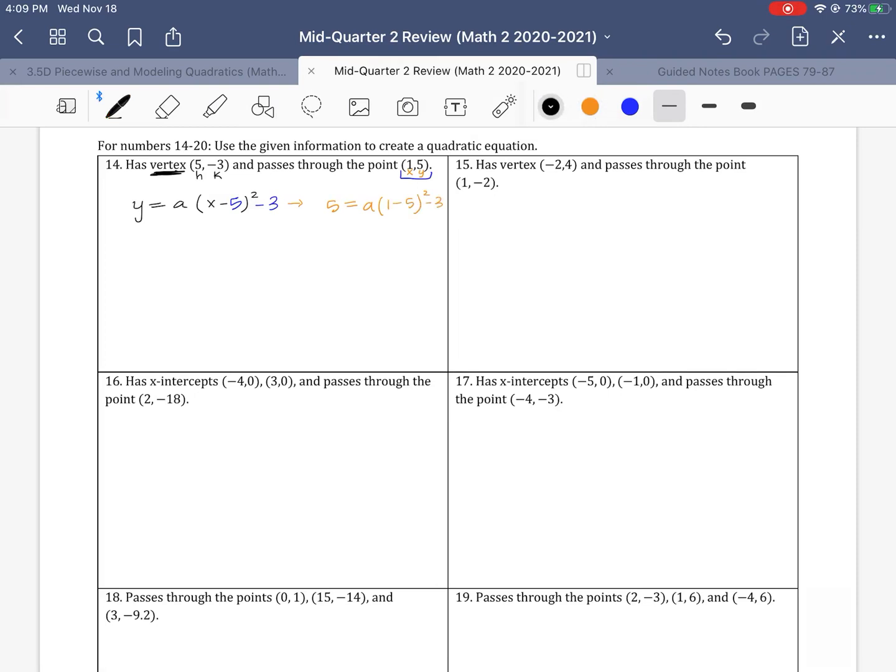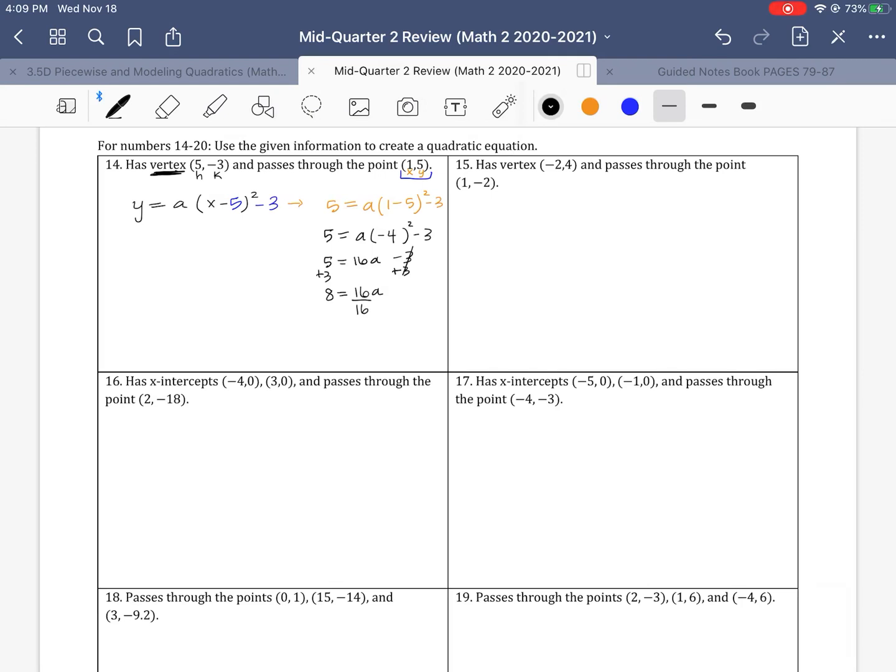-3. So if we're looking at this and I simplify, I get 5 is equal to a times, we start inside the parentheses, so 1 minus 5 is a -4. I'm going to keep going here. If I do -4 squared, because we do exponents second, that's 16, so 16 times a, and you still have that -3 on the end. So I'm going to add the 3 over. I get 8 is equal to 16a.